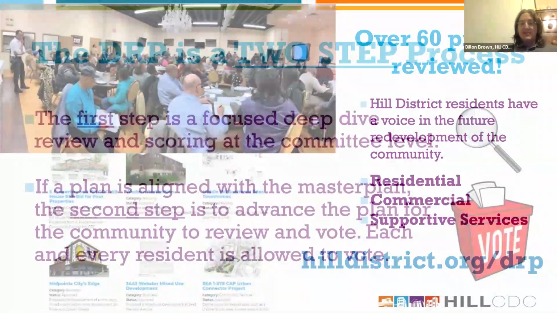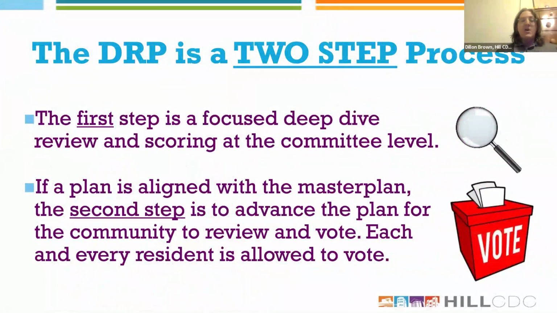So this is a deeper dive into the process. The first step is a focused deep dive review by the committee of residents. It's important to note that Hill CDC as an organization appoints residents to the DRP. We in no way have a vote or a position of influence over the process. We merely facilitate it. Projects submit to the Hill District website. I forward all of the application materials on to our panel of residents, and we convene monthly to review new submissions and decide if they should come to present.